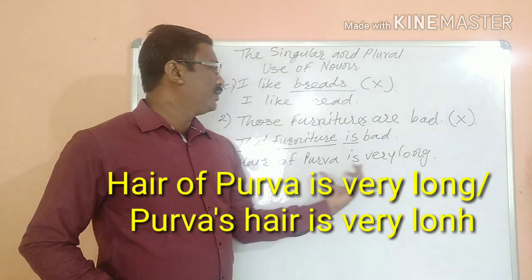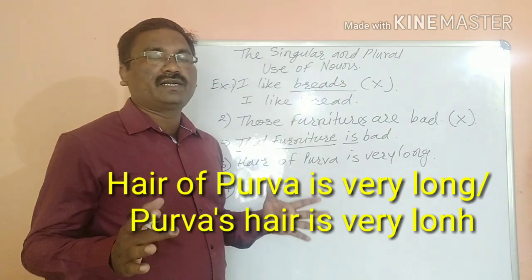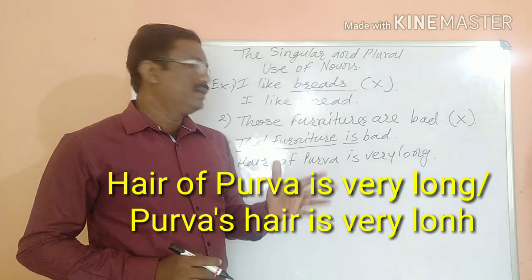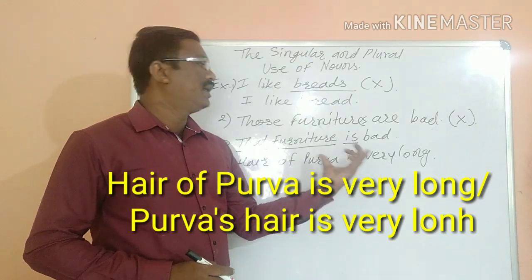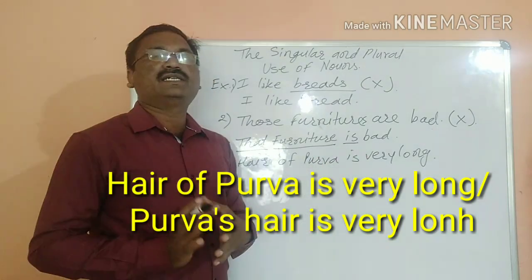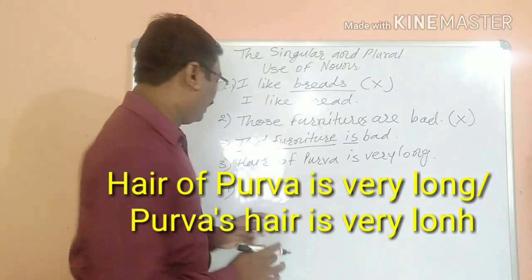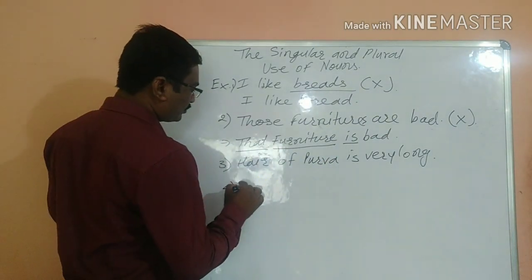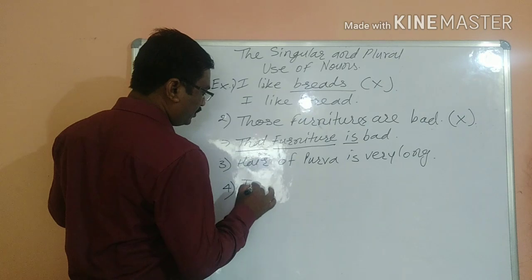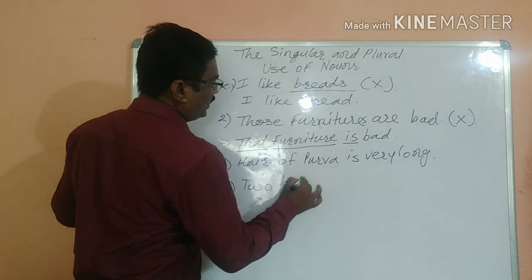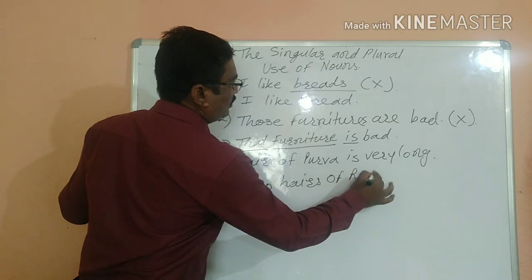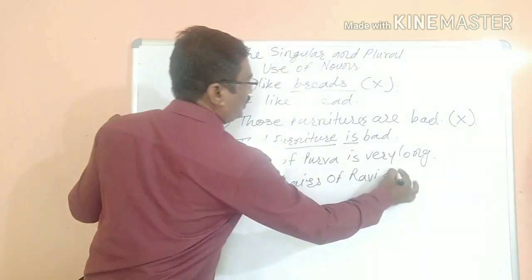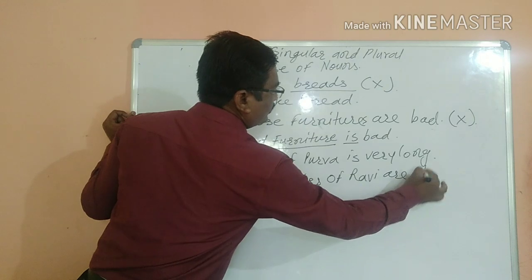Are you getting? You are talking about the complete hair, but out of that, suppose one or two hairs of some person are white, in that sense we can use the plural. For example, two hairs of Ravi are white.